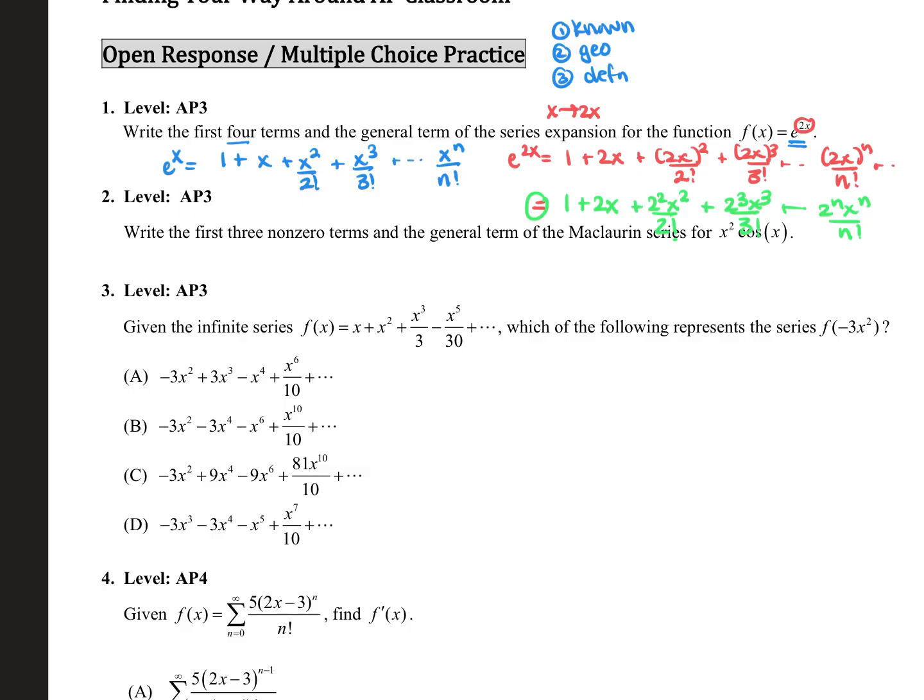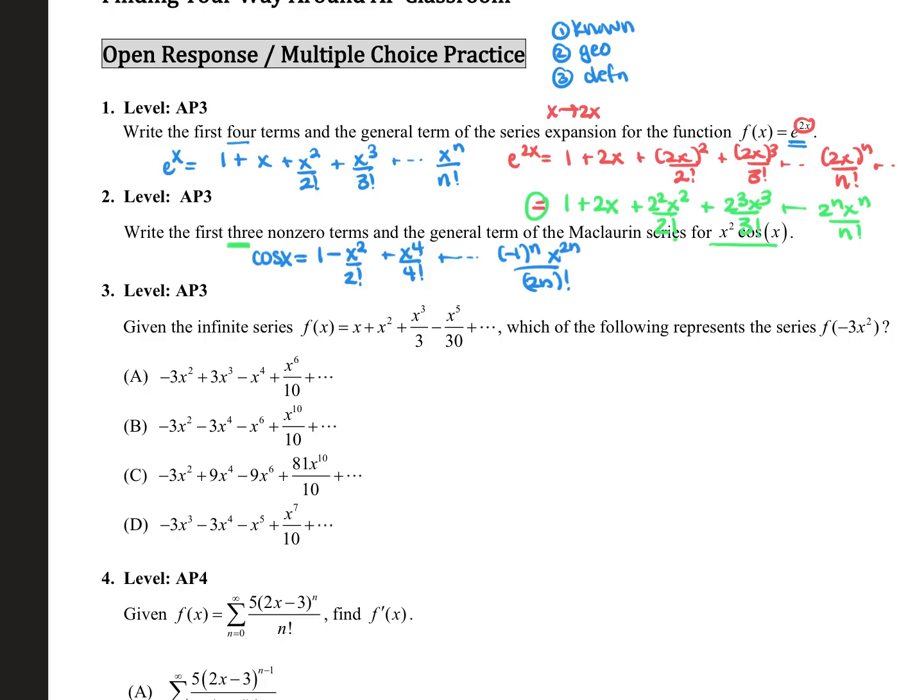So same thing, we want the first 4 terms, 3 non-zero terms and the general term for this. So looking at that, we're again going to start with a Taylor polynomial for cosine x. Cosine x is the evens, so 1 minus x squared over 2 factorial plus x to the 4th over 4 factorial. And then our general term would be -1 to the n, x to the 2n over 2n quantity factorial.